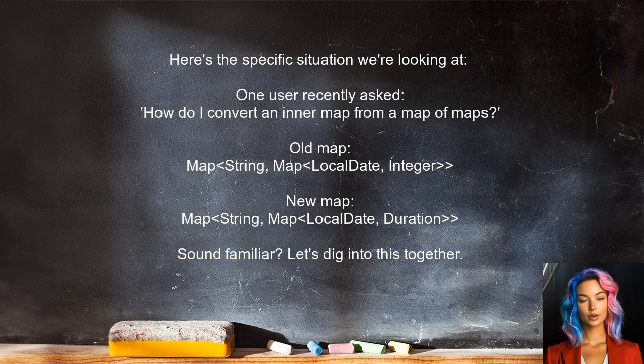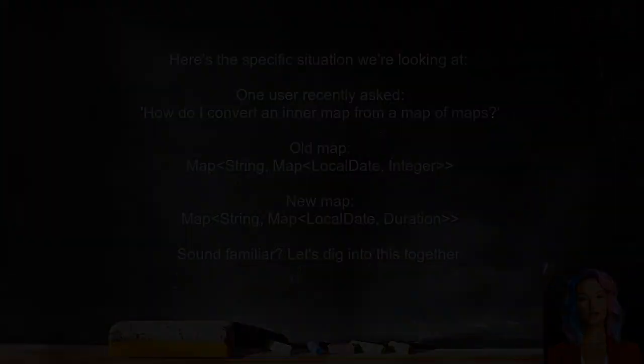Here's the specific situation we're looking at. One user recently asked, "How do I convert an inner map from a map of maps?" They provided an old map structure with seconds as integers and wanted to convert it to a new map structure using durations. Sound familiar? If so, let's dig into this together and find a solution.